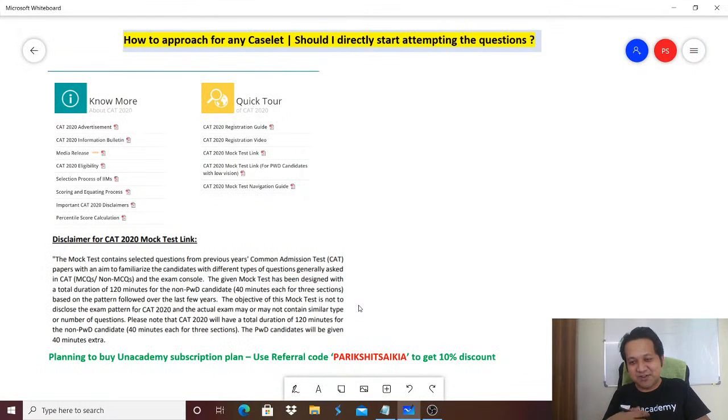Approaching a caselet and attempting a question is something which is there in probably every aspirant's mind, right? When I see a long caselet, a caselet with 3 or 4 questions underneath it, how do I approach it? What should be the first 30-40 seconds? That is something which I will talk about in the next 15 to 20 minutes.